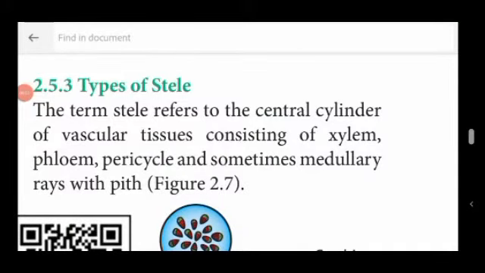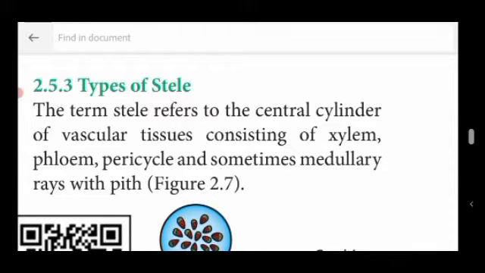Good morning, students. In the last video, you learnt about bryophytes and pteridophytes. The bryophytes are called the amphibians of the plant kingdom, and the pteridophytes are called vascular cryptogams. In this video, you are going to learn about types of steles and gymnosperms.